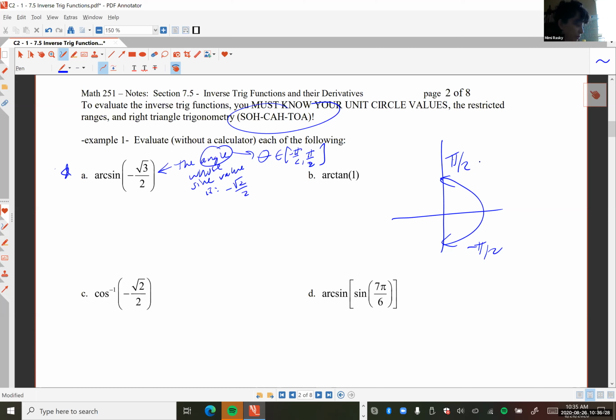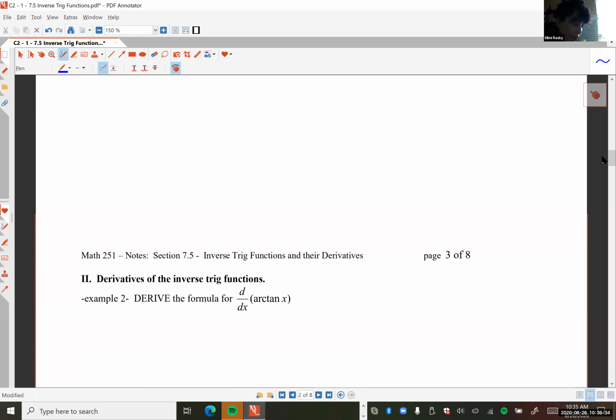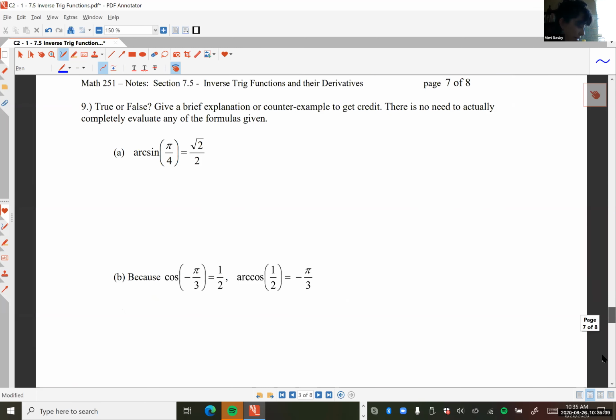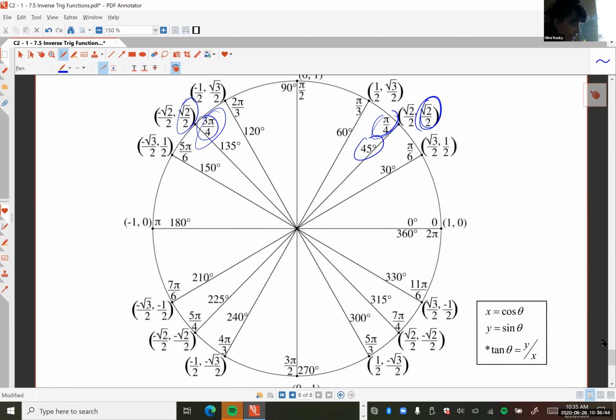If you forgot all of it, go over here to that fabulous unit trig circle that I supplied for you. See that right there? Can you tell me, are there any angles with sine value negative square root of 3 over 2, in this vicinity? 5 pi over 3.